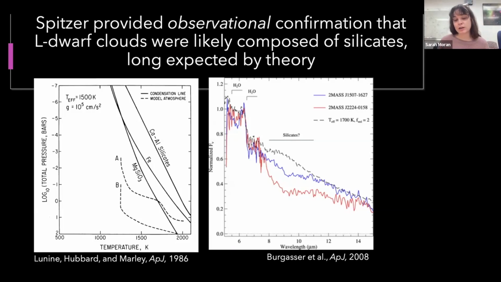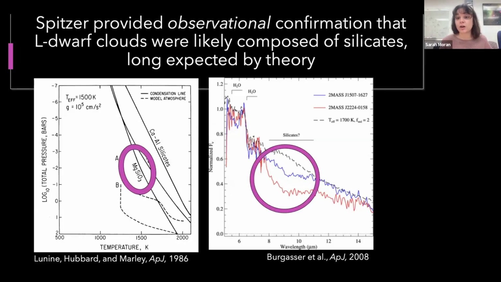With Spitzer, then, we were actually able to measure and confirm that these are in fact silicate clouds. And so you see this deep absorption feature in the like 8 to 10 micron region, which is exactly where you would expect this SiO bond to be.